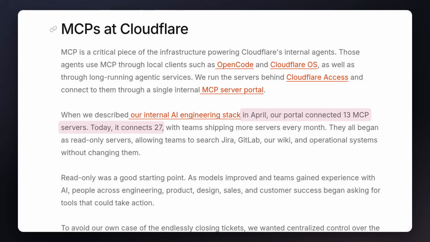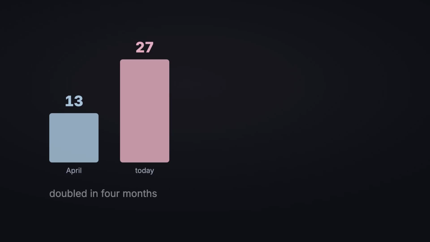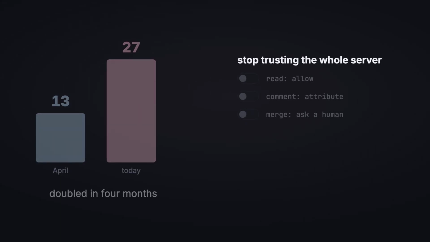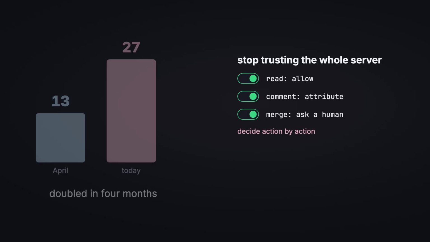And Cloudflare isn't selling a theory, they describe their own internal use. Their portal connects 27 MCP servers, up from 13 in April. That number tells the real story. Even at their place, the server count doubles in a few months, and that's exactly why per-tool control becomes necessary. So the direction the industry is taking is clear. We stop trusting the whole server, and we decide action by action what an agent is allowed to do.